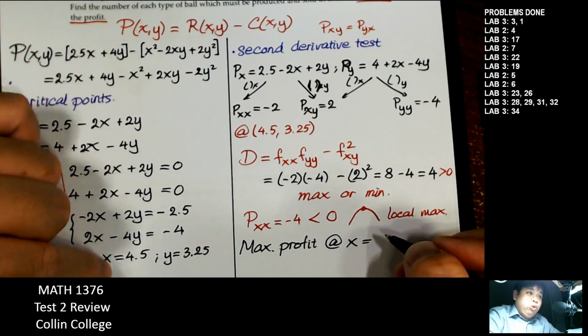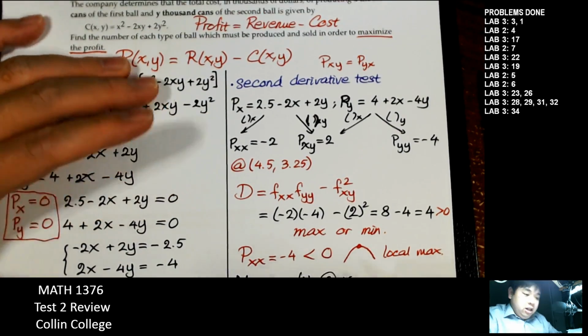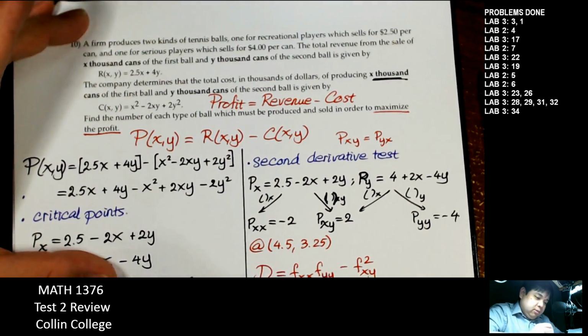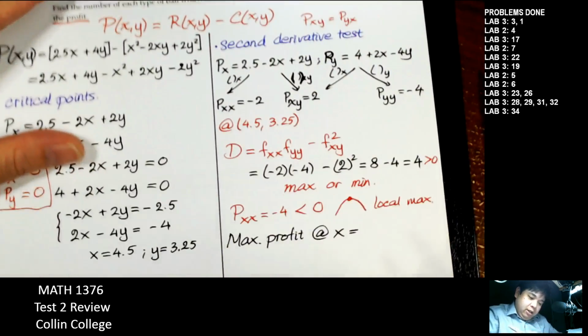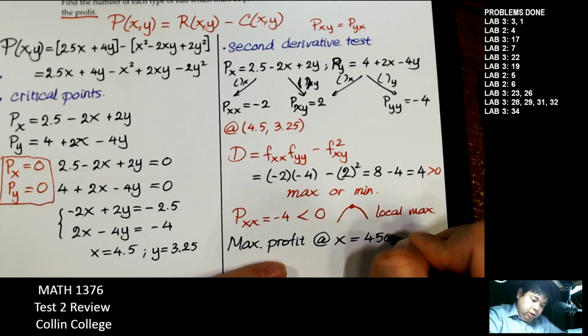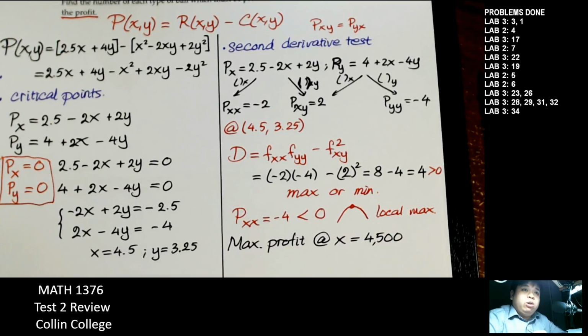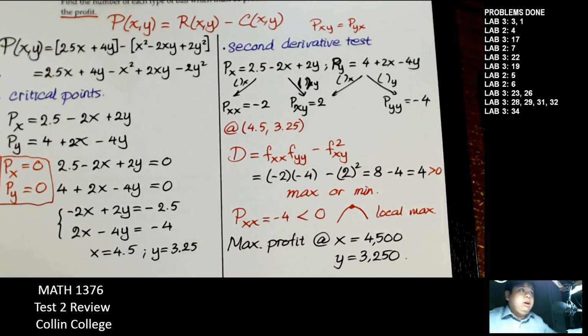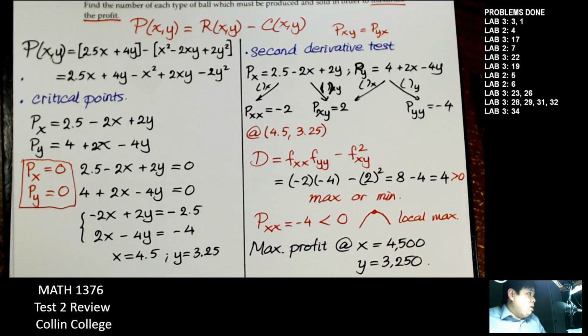at x equal to 4.5, but since it is in thousands, we say 4.5 thousand or 4,500. Right, yeah, this is much better.